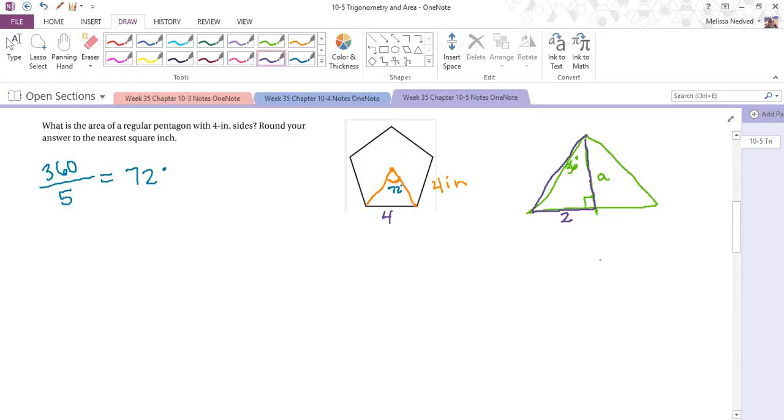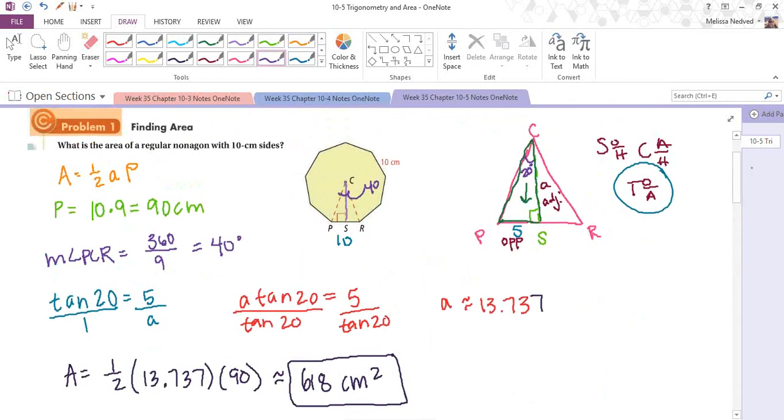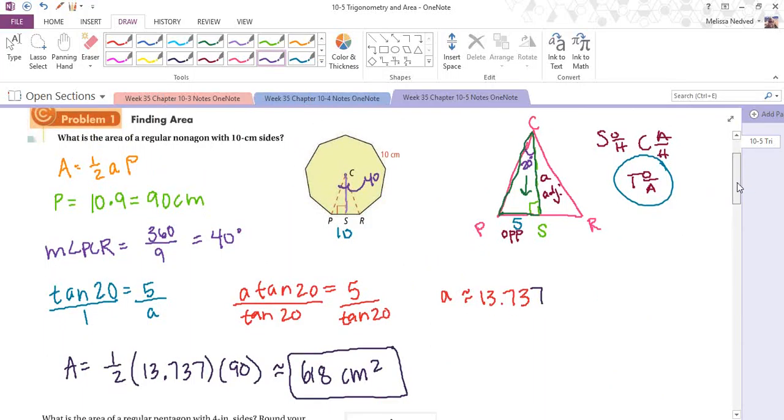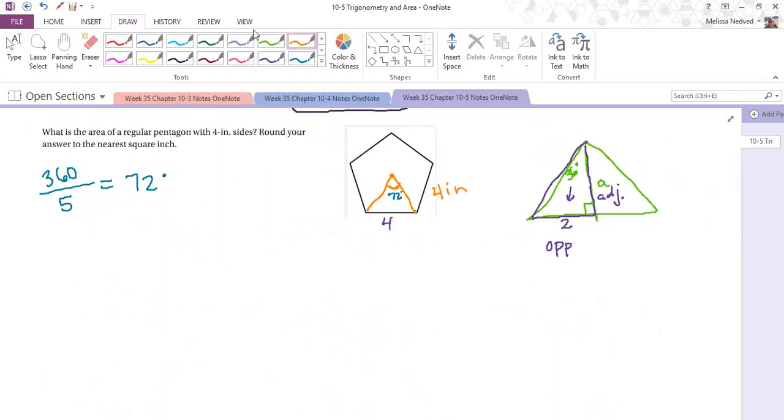Just like in the last problem, I'm going to need to use some trigonometry, SOHCAHTOA, to figure out my apothem. Across from the 36 is opposite. I'm looking for this apothem here, which is my adjacent side. If we want to, we can review our SOHCAHTOA. And again, we're going to choose tangent, so that we have the opposite and the adjacent. So we're going to say tangent of 36 equals my opposite side length, which is 2, over my adjacent, which is A. Again, put your trig function over 1, cross multiply.